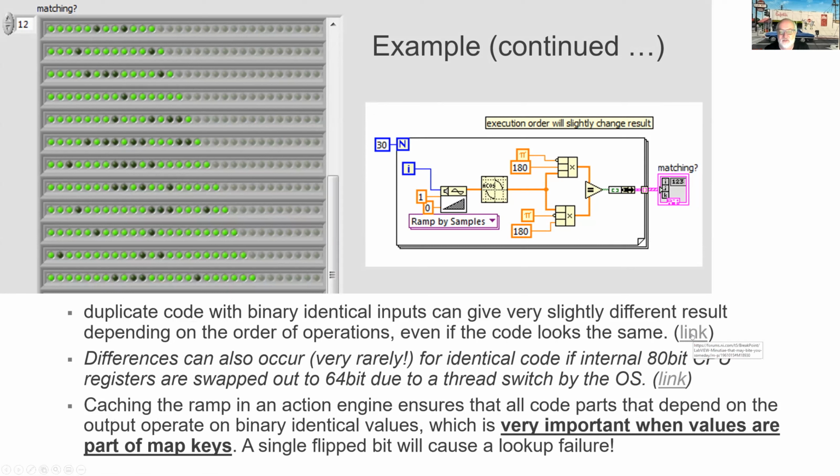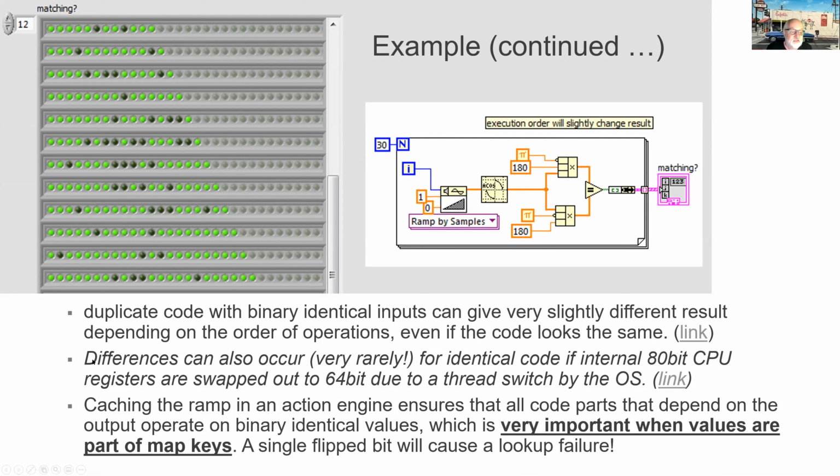It has been discussed in the forum many years ago. Even if the sort order here is the same as the input, and you do the same calculation in different places, in different sub-VIs or in different places on the diagram, the compiler might still reorder it, and you might not get a binary identical result. And if that's part of a map key, then you get a lookup failure if the value is different. So if you cache the result, then all parts of the program are guaranteed the same binary identical value.